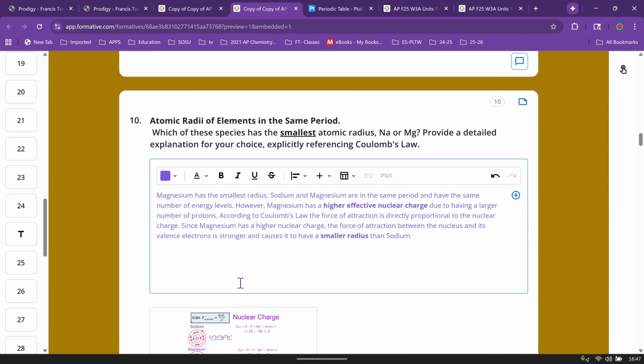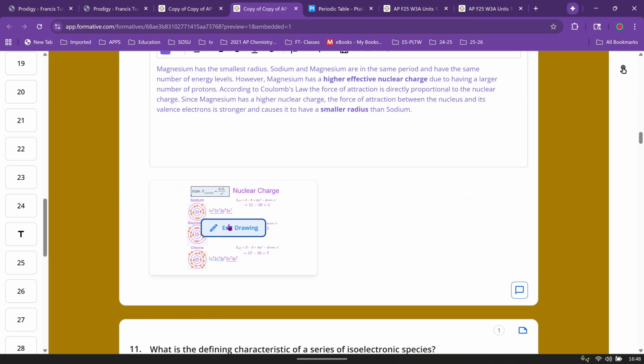No. So anytime you're asked which species is the smallest or which substance is the largest, answer the question first and then go into your explanation. So magnesium has the smallest radius. Sodium and magnesium are in the same period and have the same number of energy levels. Did I see that in my picture?